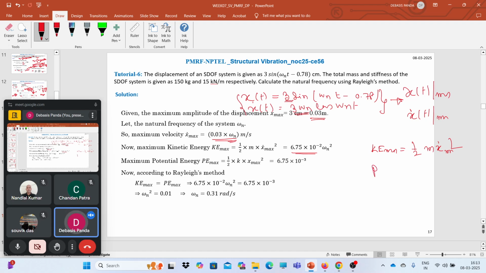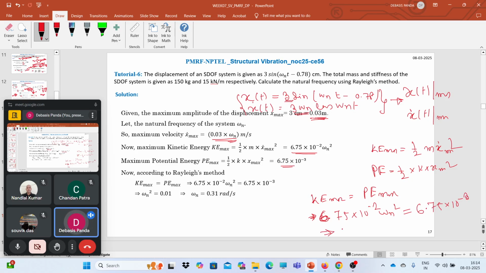Now we need to calculate the maximum potential energy, half into K into X max square. X max is nothing but 0.03, so we will have 6.75 into 10 to the power minus 3. Please check the calculation once again, because there can be unit errors and unit variation, and that will lead to an erroneous answer. So now we need to equate Ke max to the maximum potential energy. So we will be left with 6.75 into 10 to the power minus 2 omega n square equals 6.75 into 10 to the power minus 3. So from here omega n square comes as 0.01 and omega n is 0.31 rad per second.